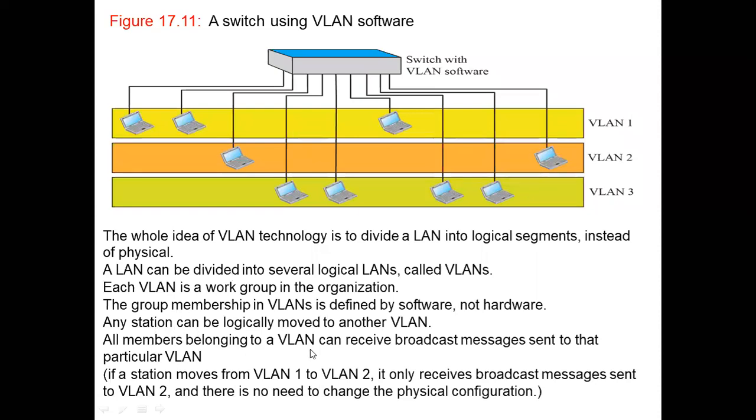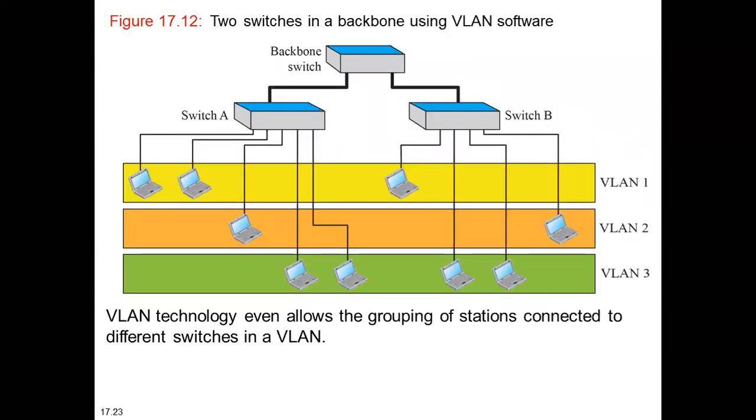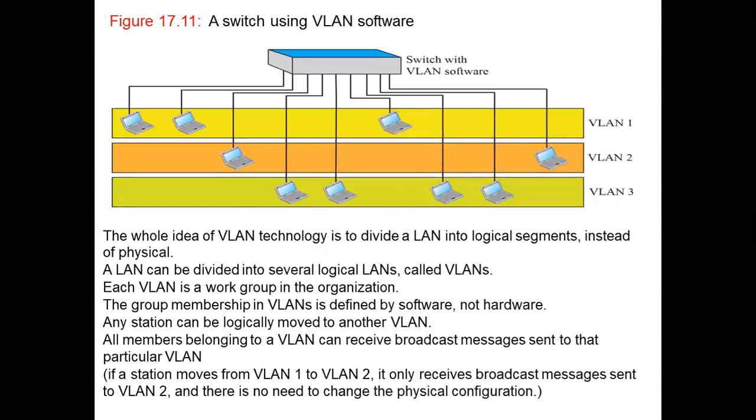All members belonging to a VLAN can receive broadcast messages sent to that particular VLAN. If a station moves from VLAN 1 to VLAN 2, it only receives the broadcast messages sent to VLAN 2, and there is no need to change the physical configuration. So through software directly I can change whichever stations are there in a particular LAN. I can remove a particular station and place it in the other virtual LAN, right? So this is the configuration of VLAN.